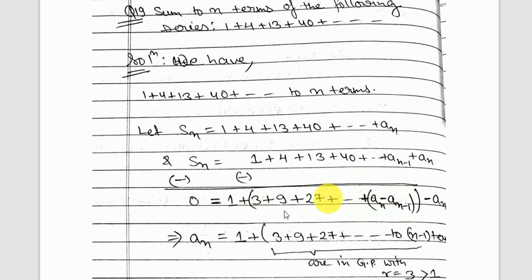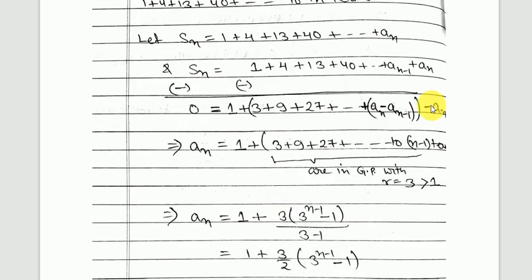Now in the next step this minus an will come to the left, so I get an equal to 1 plus 3 plus 9 plus 27 plus dash plus up to n minus 1 terms. Why? Because in this bracket we have n minus 1 terms, that's why 3 plus 9 plus 27, up to n minus 1 terms.